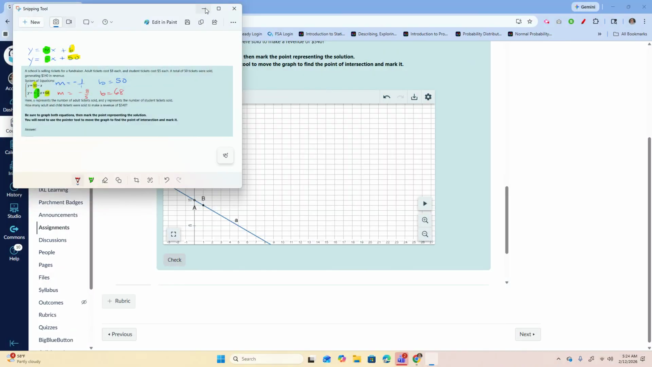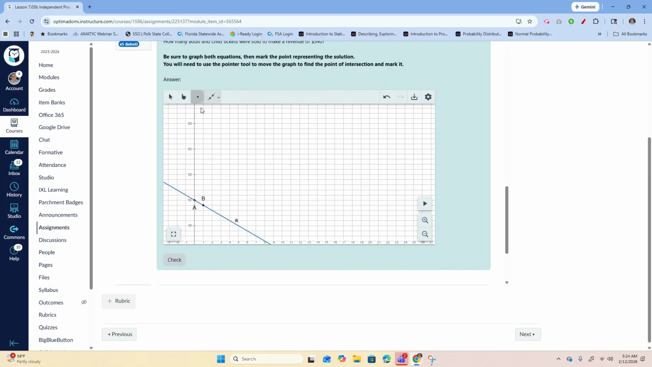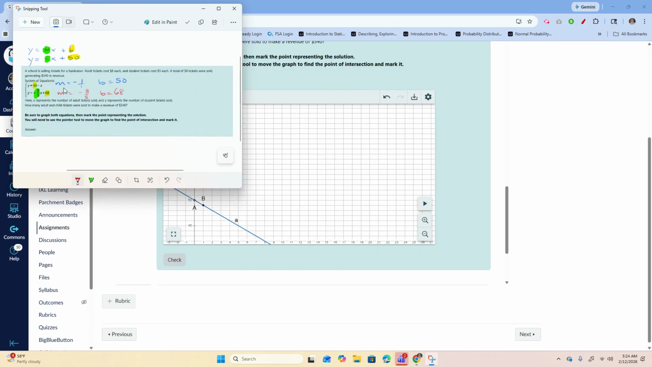Okay, I'm going to start with B. So let's go to 68. This is 65 right here. 66, 67, 68. I'm going to click there. Remember, B is the y-intercept. And then my slope is -8/5.